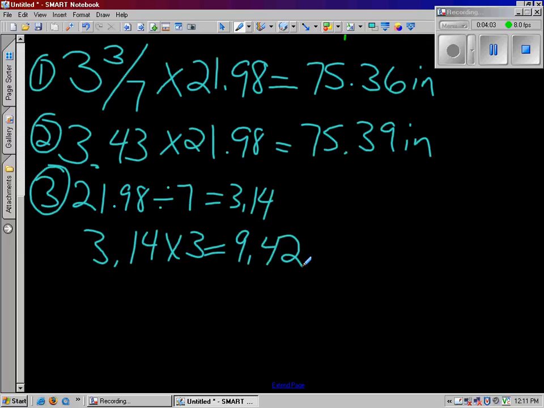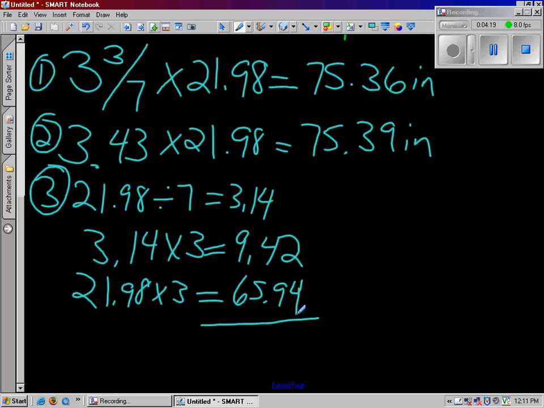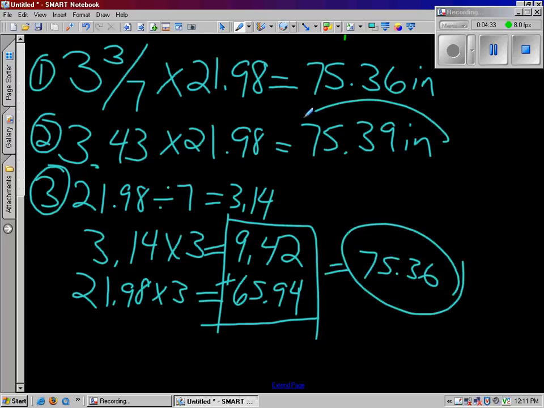And I know I have 3 full rotations, so I take my full circumference times 3. And that's going to give me 65.94. And I add these two numbers together. And that should hopefully give me extremely close to what I had before. When I add them together, I get 75.36. Either one of these answers is fine by me.